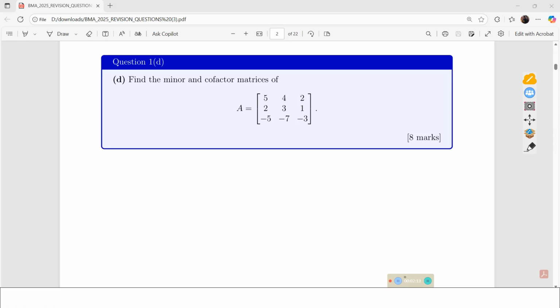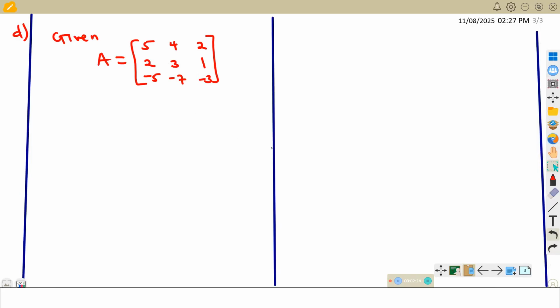So looking at part D, it says find the minor and cofactor matrices of matrix A. So we need to look at the minor matrix and the cofactor matrix. We shall look at the solution. So we are given this matrix here, matrix A. We need to get the minor matrix. So we shall first of all get the minors for each of the entries. And we shall begin by considering the minor of the entry which is 1, 1. For the minor of entry 1, 1, you delete row 1, column 1.